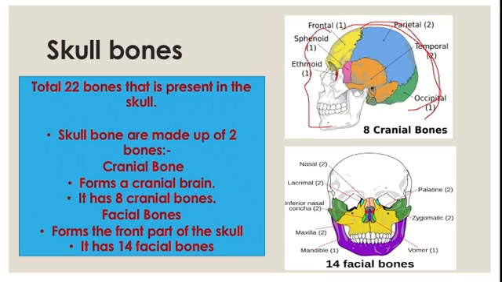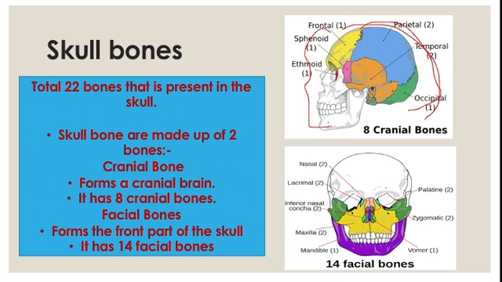The cranial bone has 8 bones. You can see that each bone has a particular name, right? Such as frontal, parietal, temporal, occipital, ethmoid, sphenoid. These are the 8 bones present in the cranial bone, right? There are 14 other bones which are present in the facial bones.